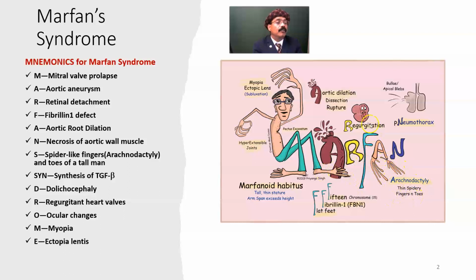There is regurgitation, and there may be formation of bullae on the lung, apical bullae. That bulla may rupture and lead to pneumothorax. His aorta may be dissected here. A dissecting descending thoracic aorta is possible, or the aneurysm may rupture, and the initial part of the ascending aorta may be dilated.